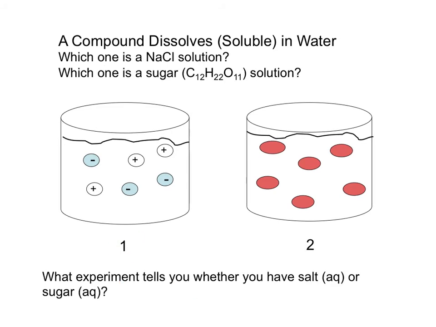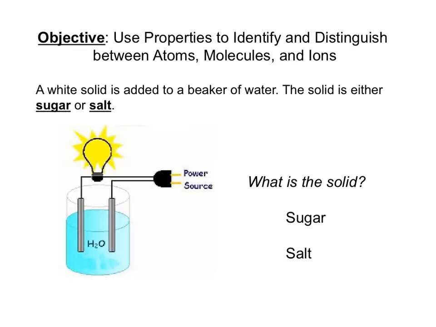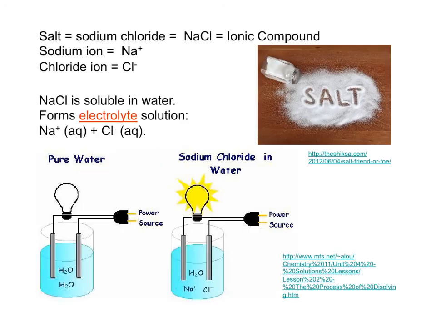Let's compare a salt solution and a sugar solution, so stop the video and answer these questions. The answers are: 1 is a salt solution, 2 is a sugar solution. In a conductivity experiment, salt would have a high conductivity, sugar a low conductivity. Here, a light bulb is part of an electrical circuit and 2 electrodes are dipped into water. A white solid is added to the water. So what is the solid? The light bulb lights, so the answer is salt.